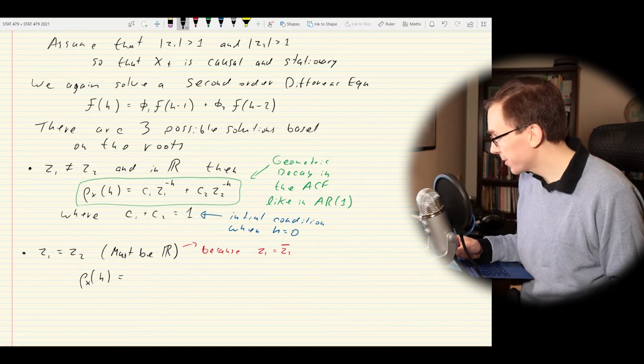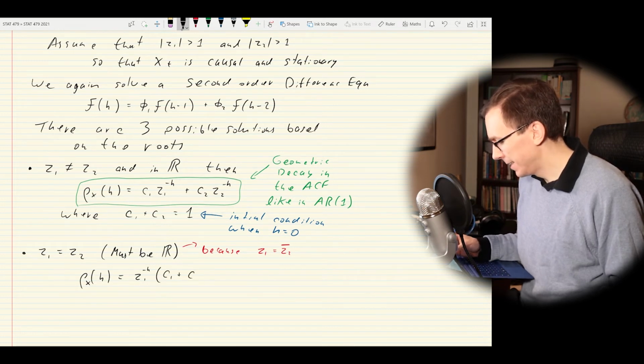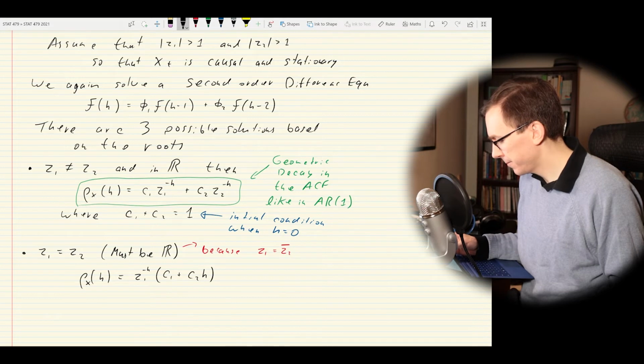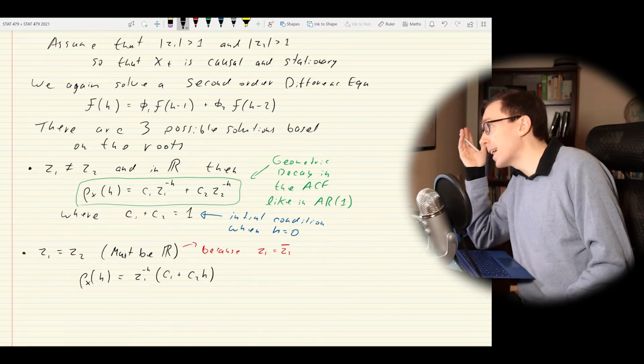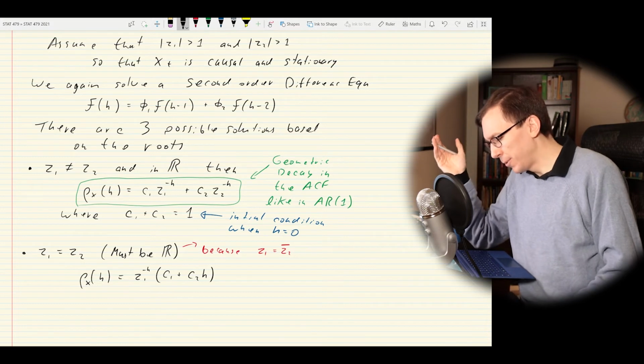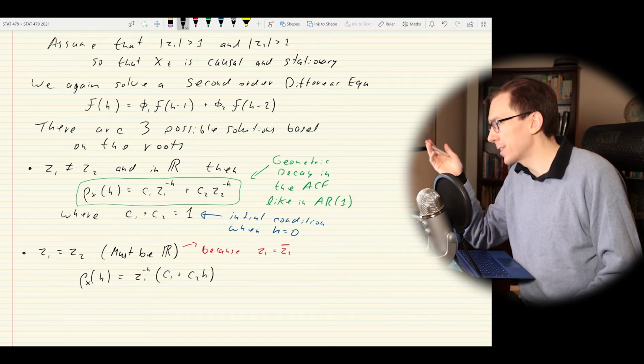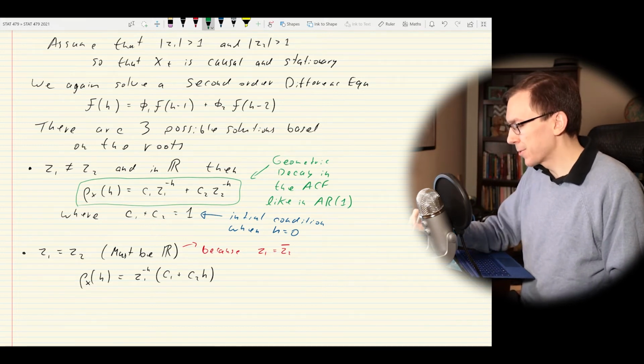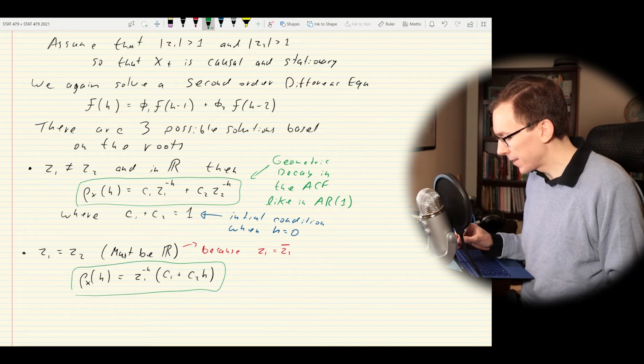rho of h, we'll say Z1 to the minus h, and then we're going to have a C1 plus C2 h. Now that I stare at this, I didn't actually write it in my notes, but presumably C1 has to be 1, because if I plug in h of 0, then I would need 2 initial conditions. Oh no, I'd need another one though for C2. I'll just leave it like that for now. It doesn't really matter what C1 and C2 are. What matters is the general form.